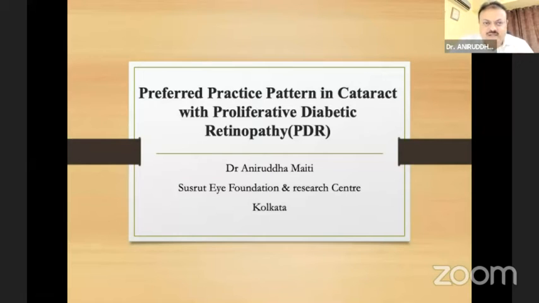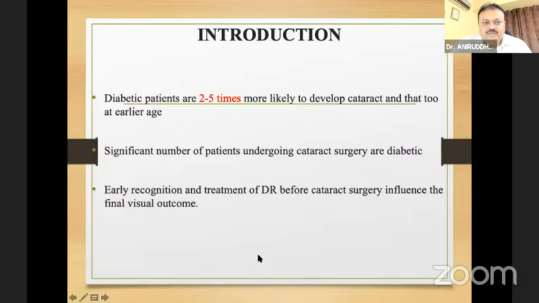Well, I will be speaking on the preferred practice pattern in cataract with PDR. As we all know, diabetic patients are 2 to 5 times more likely to develop cataract, and that too at an earlier age. And a significant number of those patients undergoing cataract surgeries are actually diabetics.